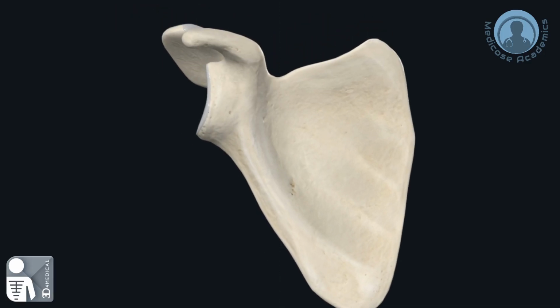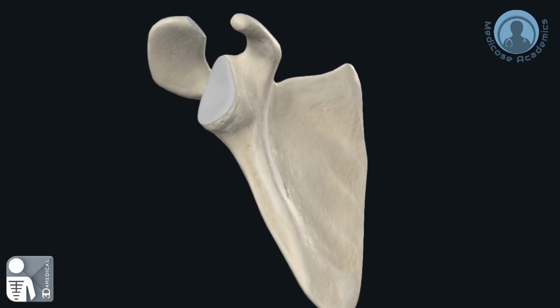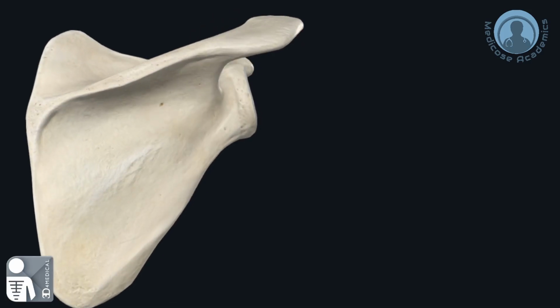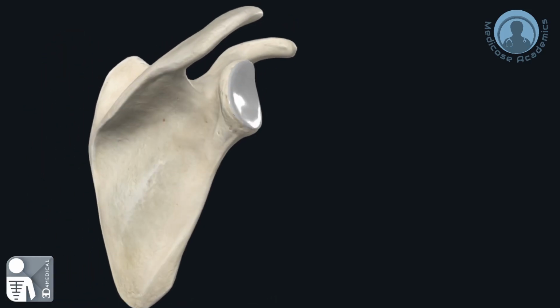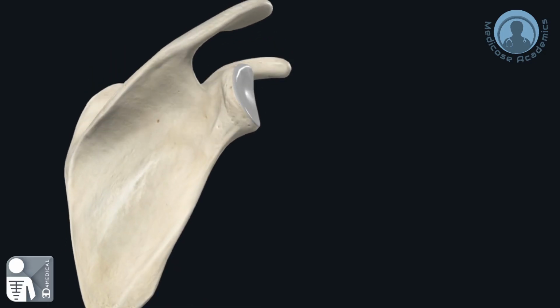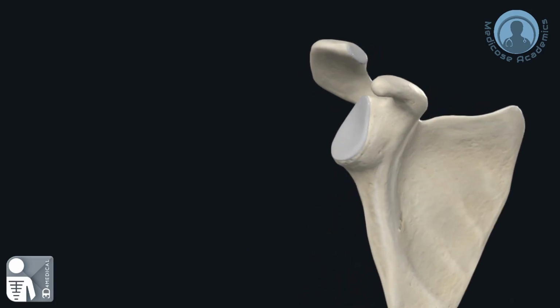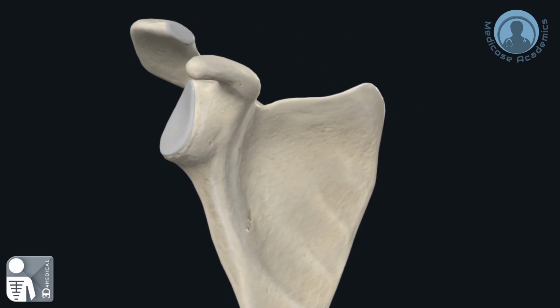And we had three processes. This crow beak like one is the coracoid process. This whole shelf like part is the spinous process, and this lateral extension of the spinous process is the acromion process. The acromion process is flat from above downwards, and it is articulating with the clavicle through this facet.